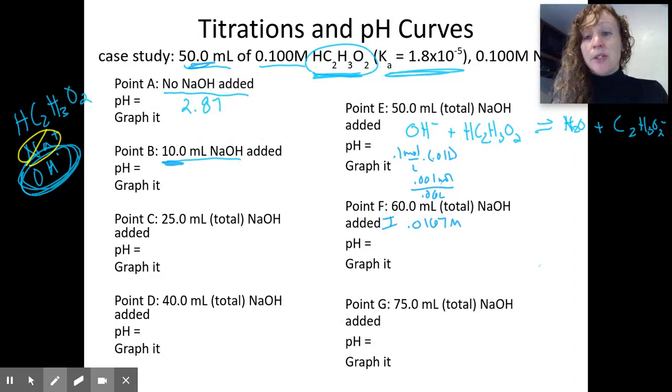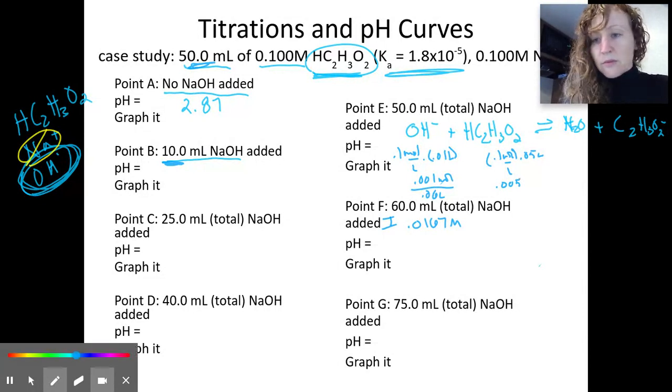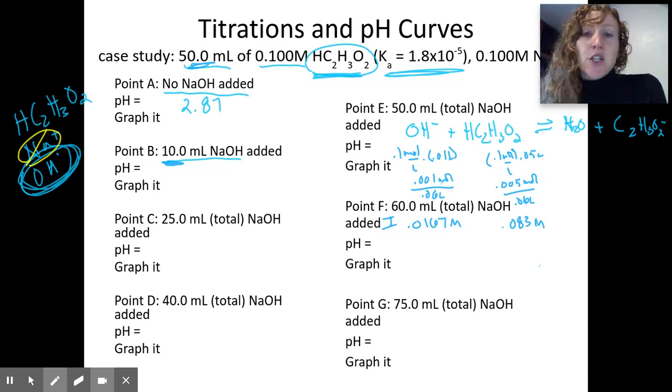Okay, now we're going to do the same thing for my weak acid. So I have 0.1 molar, 0.1 moles per liter, and I have 50 milliliters of that, so 0.05 liters. So how many moles do I have? I have 0.005 moles. And I'm going to divide it by the total volume once they've been combined, so 0.06 liters. So that's going to give me 0.083 molar as an initial molarity.